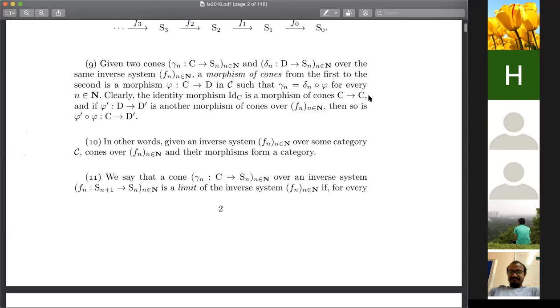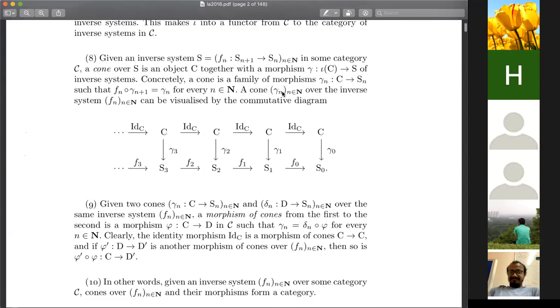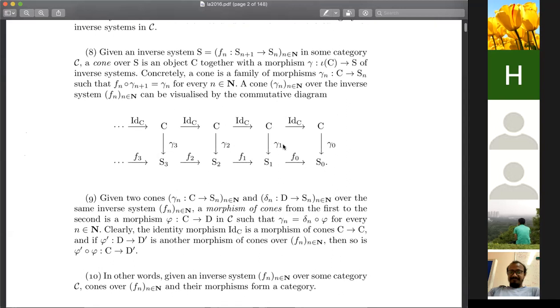So from a given category C, we had the category of inverse systems. Now when I fix an inverse system, I have the category of cones over that inverse system. Okay. Is that clear, or are there any questions till now? Because now I'm going to the notion of a limit of an inverse system. Are there any questions about inverse systems, morphisms between them, and cones over inverse systems?